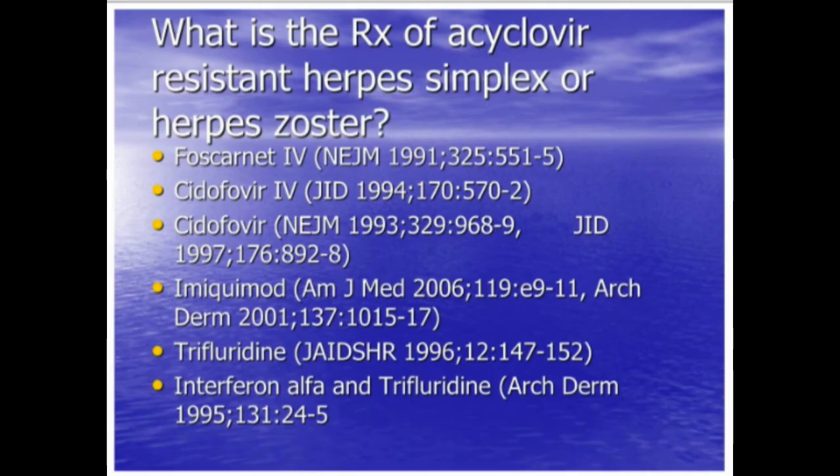What is the treatment of resistant herpes simplex or zoster? These types of herpes are commonly seen in HIV patients or transplant patients who are exposed a lot to acyclovir, so they can get resistant. Treatment includes foscarnet, cidofovir, and even imiquimod, topical trifluridine, particularly for genital herpes, and even interferon alpha has been tried before.